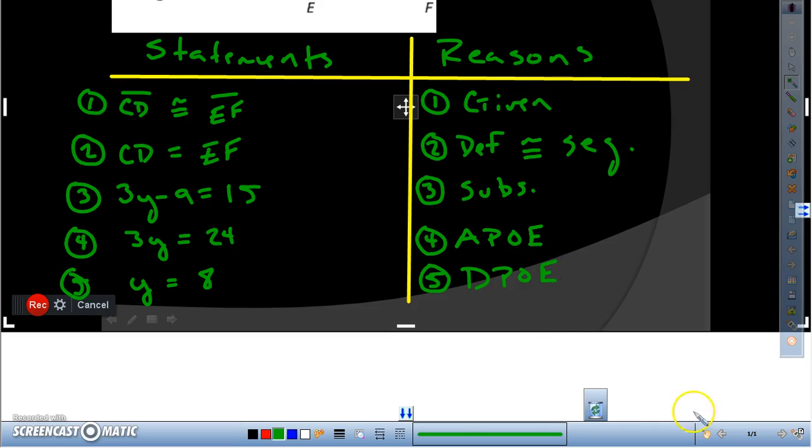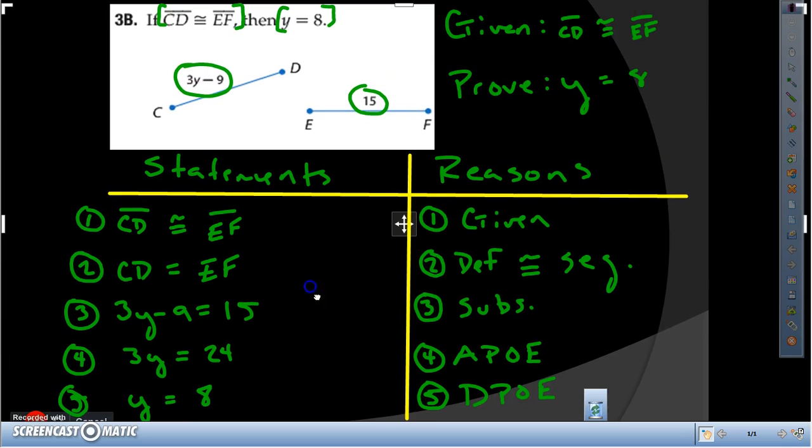And always go back, look at your last statement, and look at what you've been asked to prove. If those 2 things match, then you're good. If they don't match, then you need to go back and see where you went wrong in here, or you're not done with your proof and you need to keep going. So we've kind of merged our algebraic proof with geometric concepts.